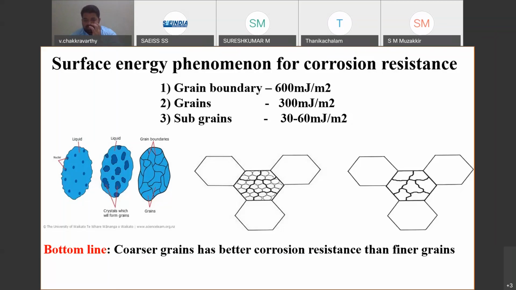Obviously the material will be more corrosion resistant, because every grain is composed of a grain boundary. Wherever small grains are there, they will also have more grain boundaries. Every grain is composed of a grain boundary. So we need coarser grains for highly corrosion resistant applications. If the mechanical requirement is there, then of course we can go for a fine grain configuration.